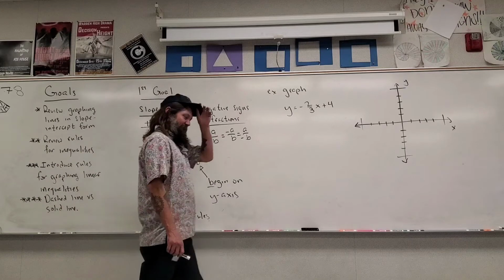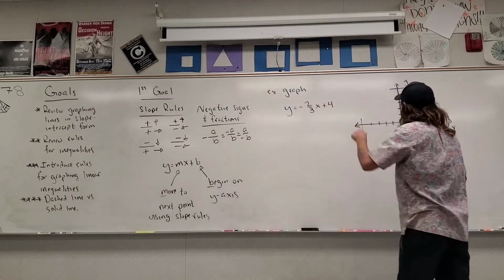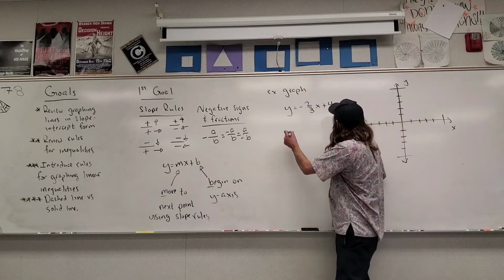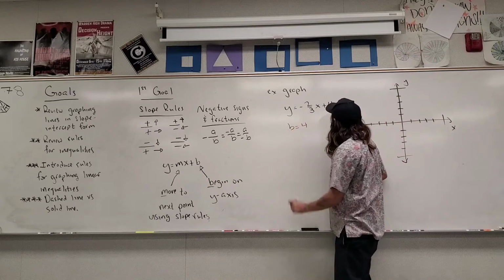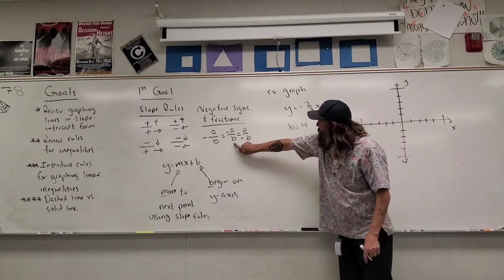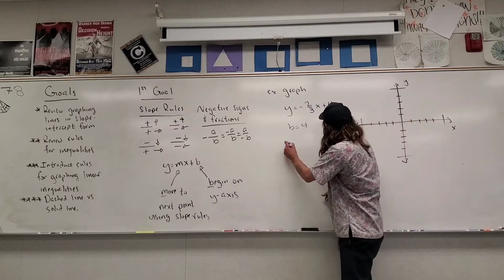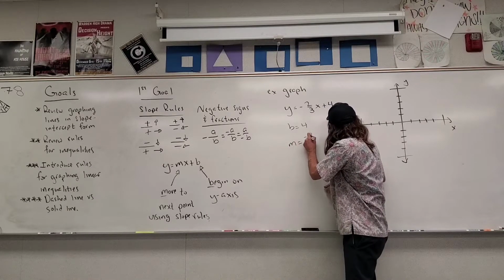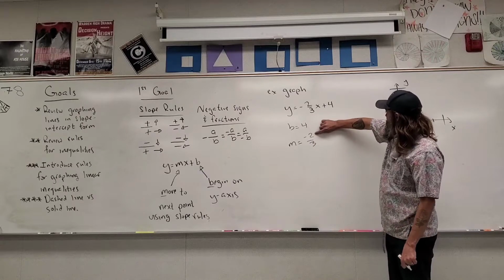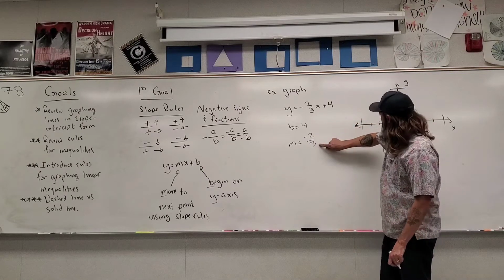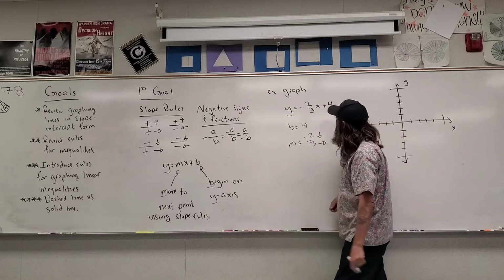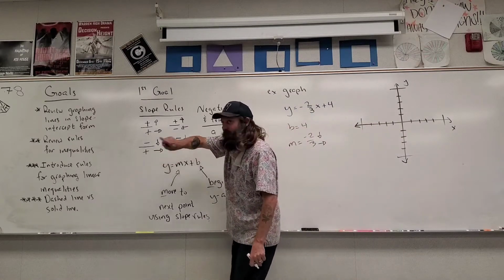Hopefully this one works. All right, so using this template, I know that my b value is 4. So I begin at 4. And I'm going to put the negative with the numerator. I'm going to do this because I have a negative out in front. So my slope is negative 2 over 3. So I know when I begin at 4 on the y-axis, I'm going to move down 2. And I'm going to go to the right 3 because I have a negative over a positive. There you are, right there.